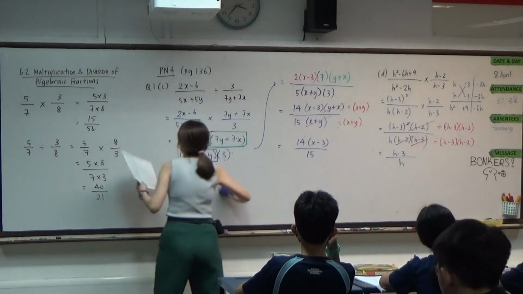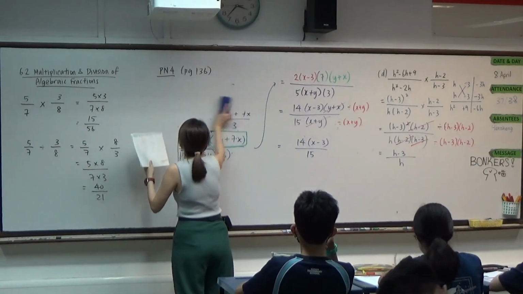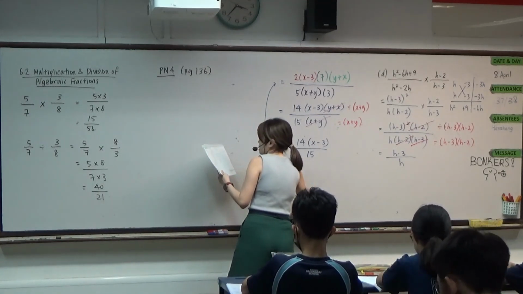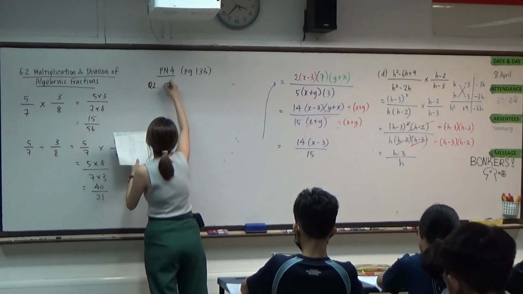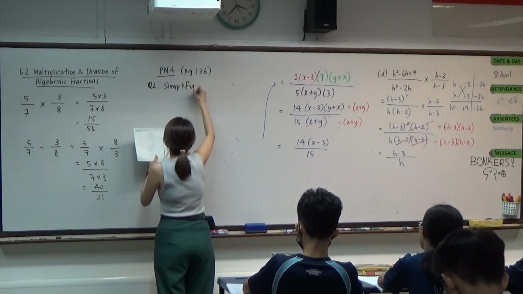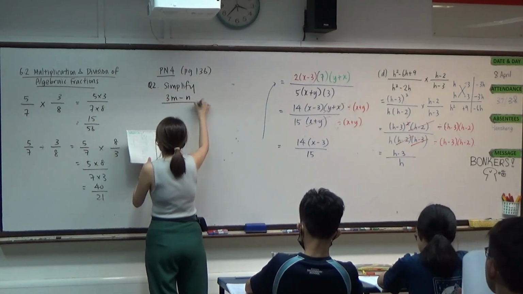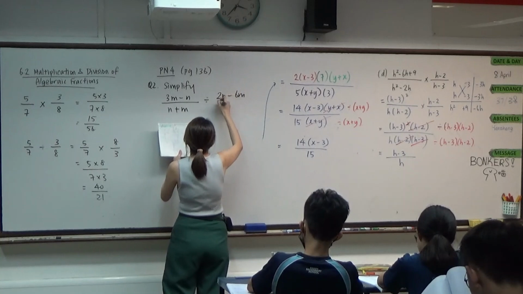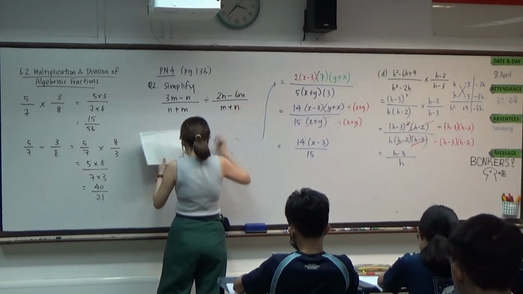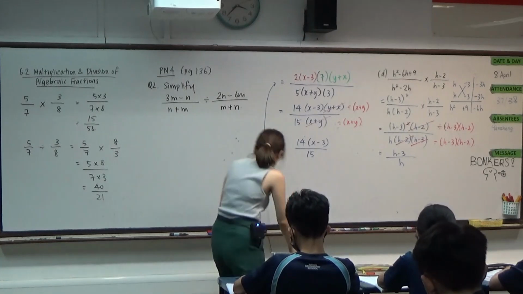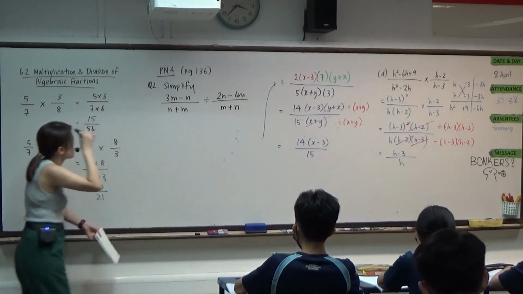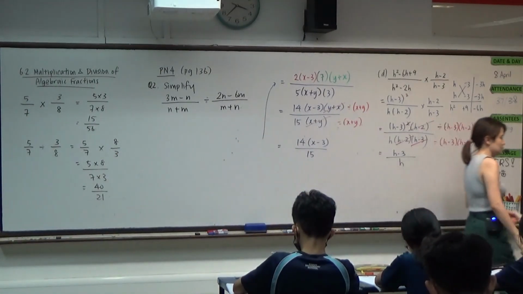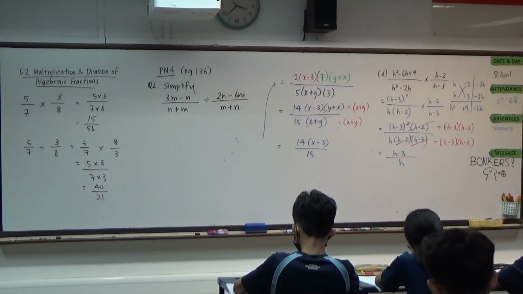If you're good, then I want you to try this one: n plus m divided by n minus 6m over n plus m. Can you please work on this question? I'll give you about 3 minutes to work on it.